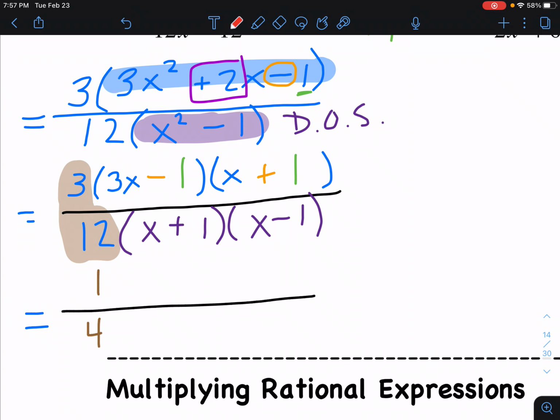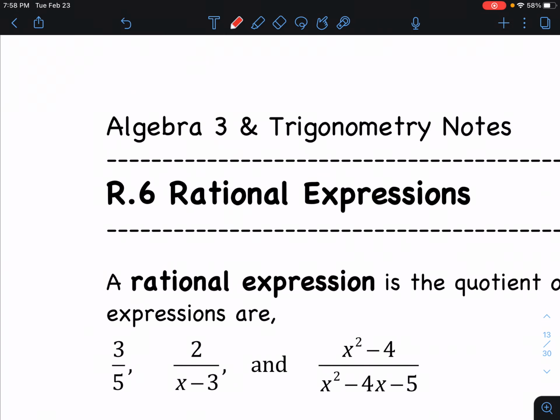So right now I see some that match right here, matches with that. We will eliminate them. They divide each other and cancel each other out. Technically, when they divide by each other, remember anything divided by itself is 1, but we don't need to put the 1 there. We just cancel them out.